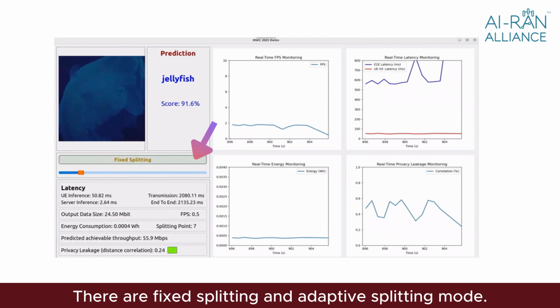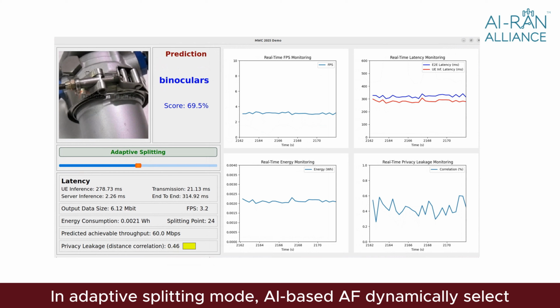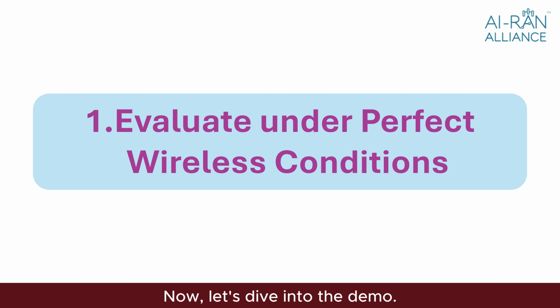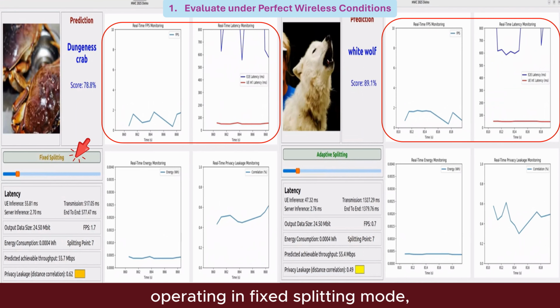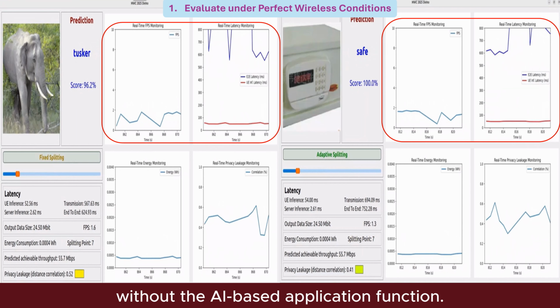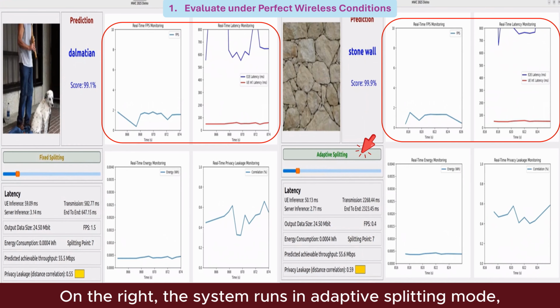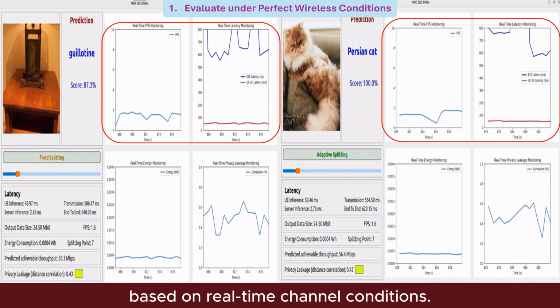There are fixed splitting and adaptive splitting modes. In adaptive splitting mode, the AI-based AF dynamically selects the splitting point based on real-time channel conditions. Now, let's dive into the demo. On the left, you'll see the baseline system operating in fixed splitting mode, without the AI-based application function. On the right, the system runs in adaptive splitting mode, dynamically optimizing performance based on real-time channel conditions.